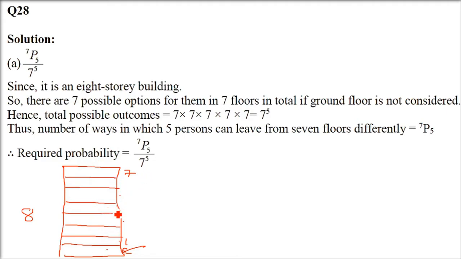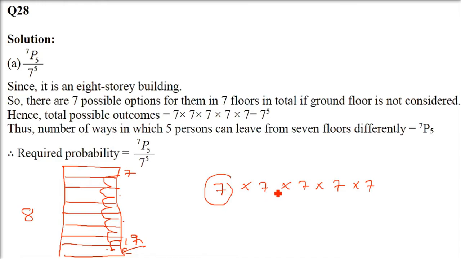How many people are there? 5. So 7 for 1, because it is being given that independently and with equal probability they can leave the cabin at any floor. So first, second, third, fourth, fifth. 5 persons, equal possibility they can come out at any of the 7 floors without any restriction. Let me take an example again. This is the first person. He started from here. He can drop here, here, here, here, here, or here, or on the 7th floor. So one person has 7 possible outcomes.